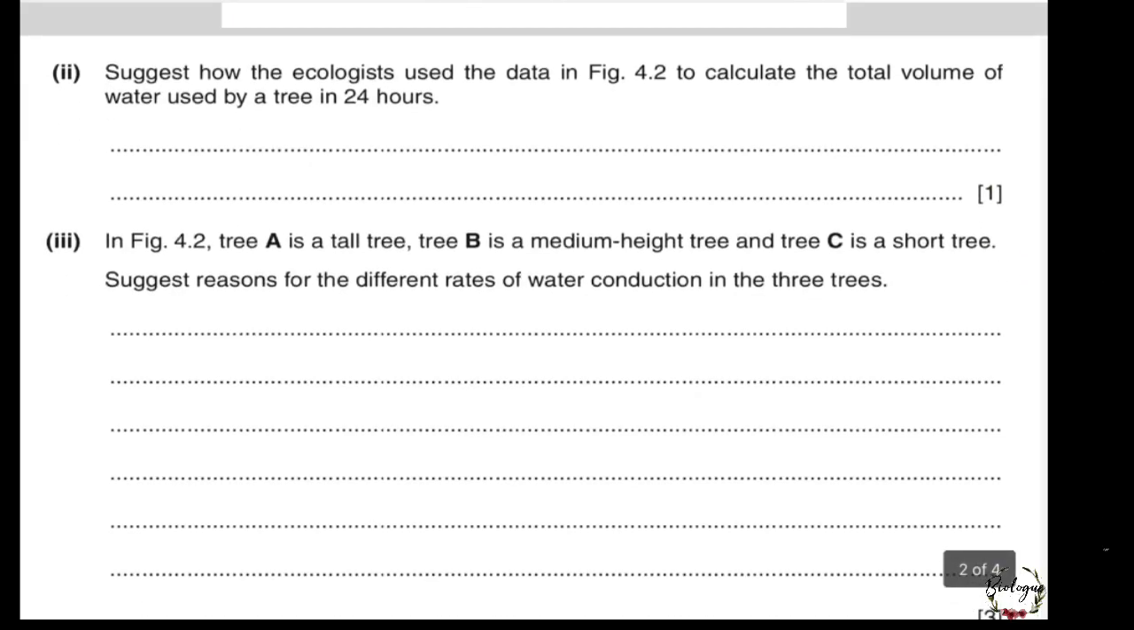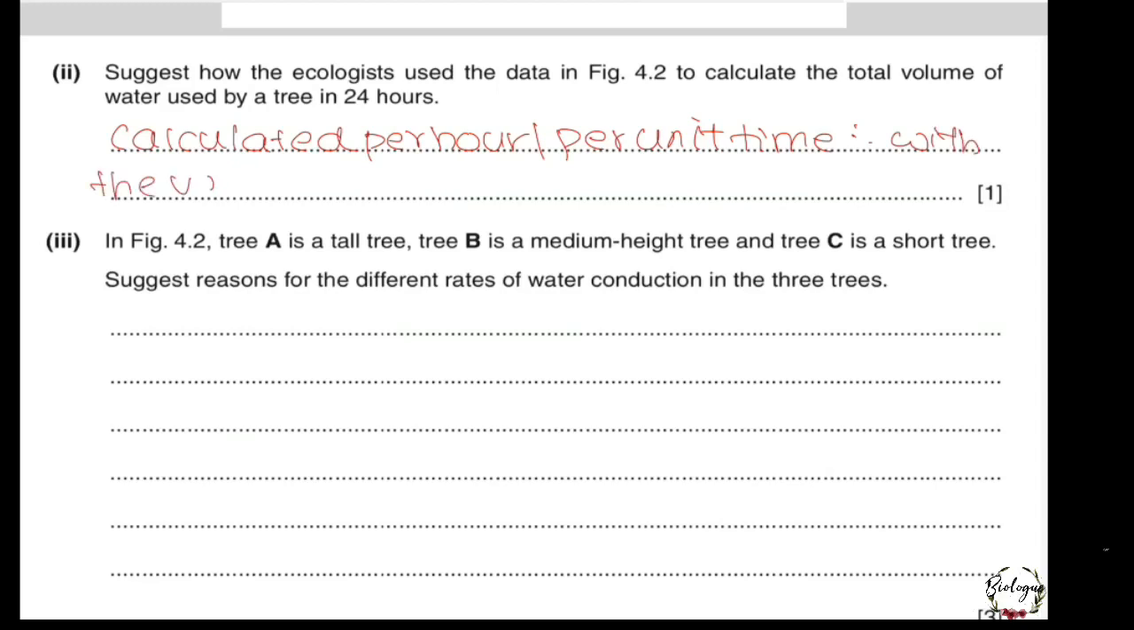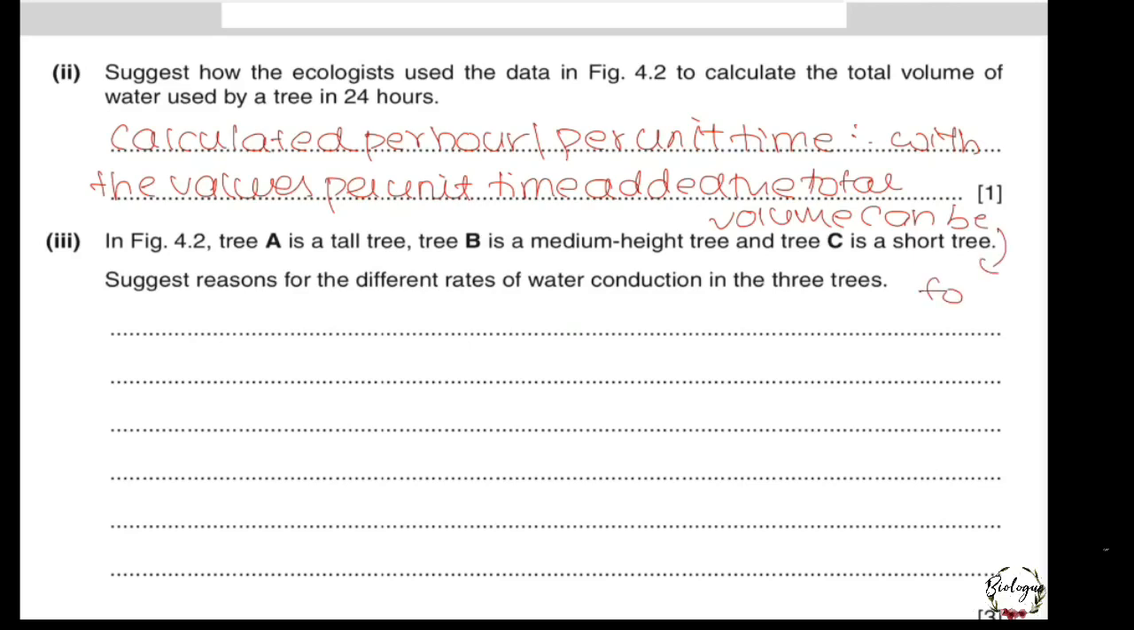Alright, so how will you say this? You're supposed to say that it can either be just calculated per hour or per unit time, hence with the values added per unit time added, the total volume can be found.